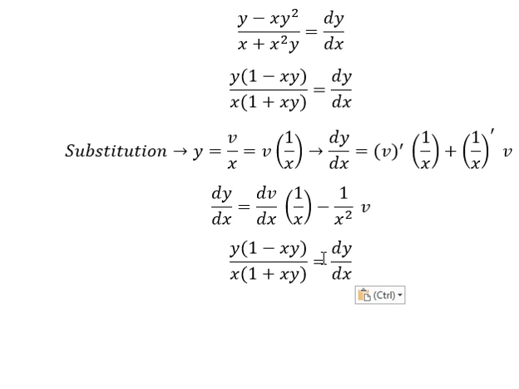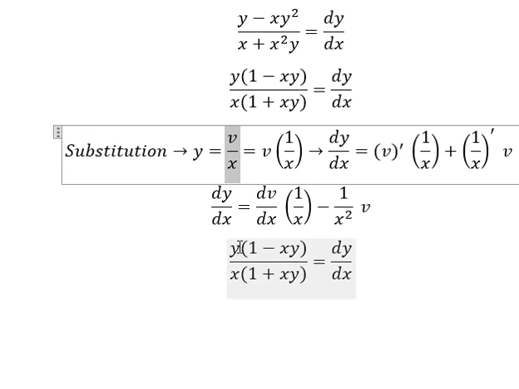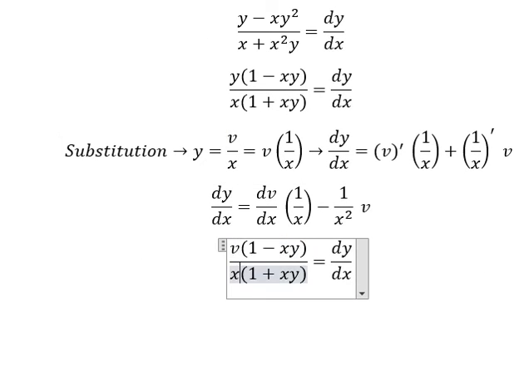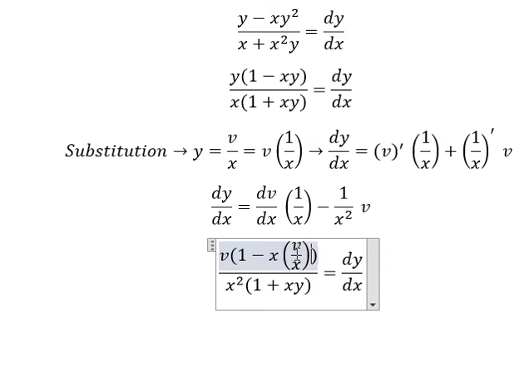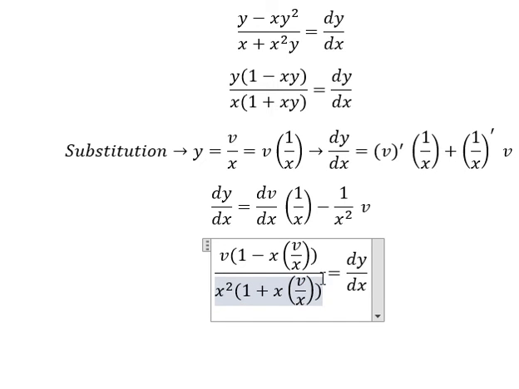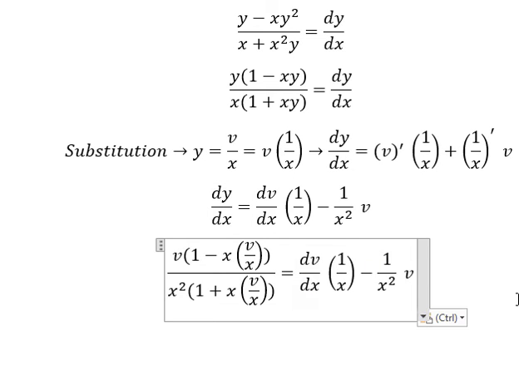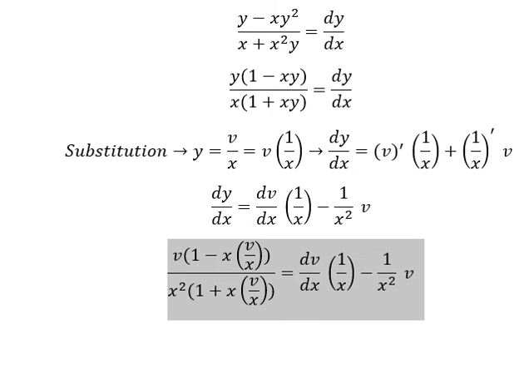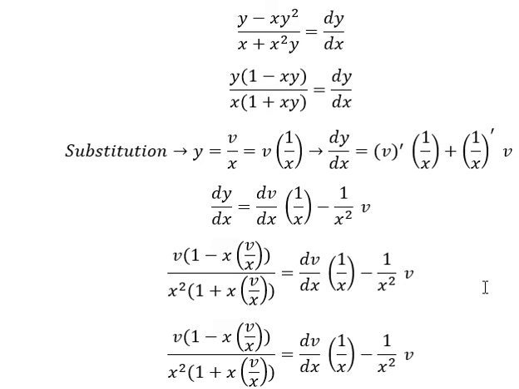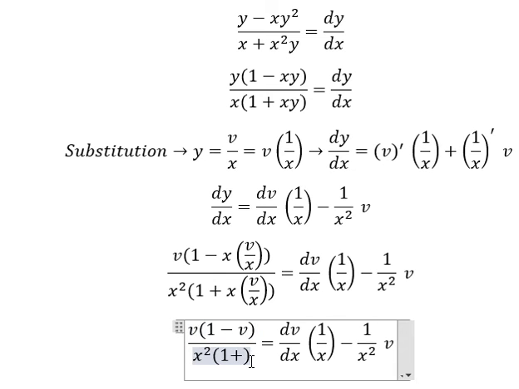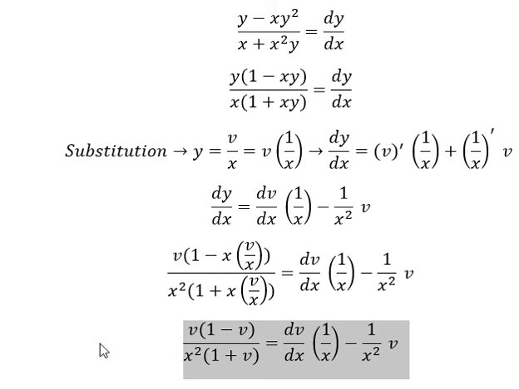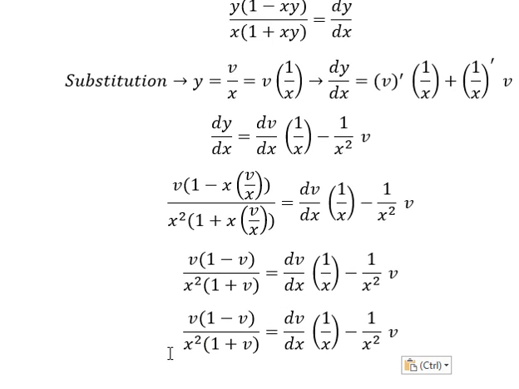So y we change by v over s. dy over dx we change by this one. Now we need to simplify. This one we have v, this one we have v. Next one, s squared we can put on the right.